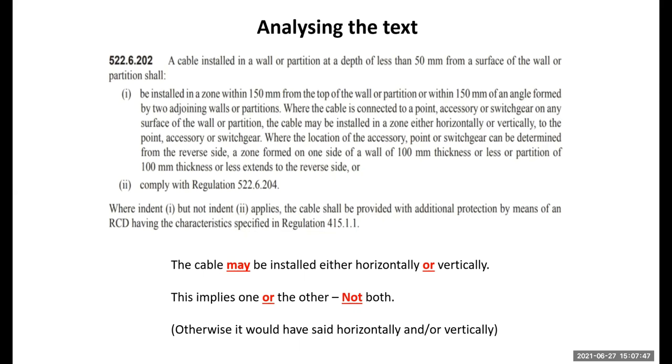The cable may be installed either horizontally or vertically. This implies one or the other, not both. The word may is a modal verb. It implies choice. The word or suggests there is a choice. It's either one or the other. Otherwise, it would have said horizontally and or vertically in the same sentence, which it doesn't.